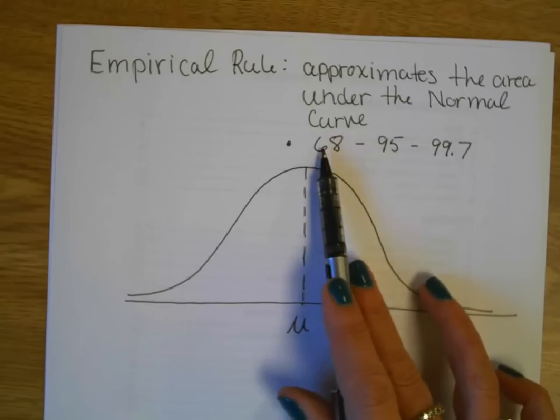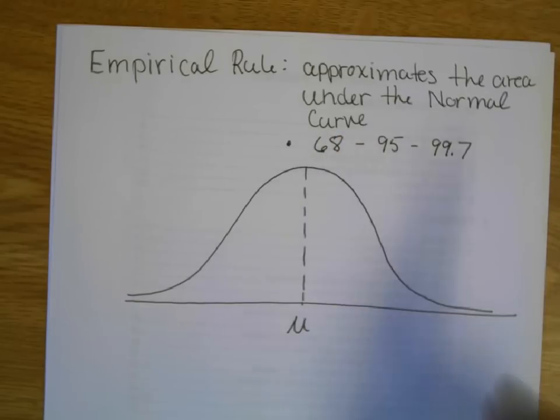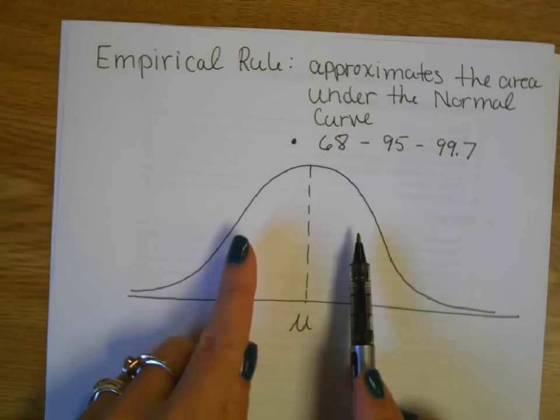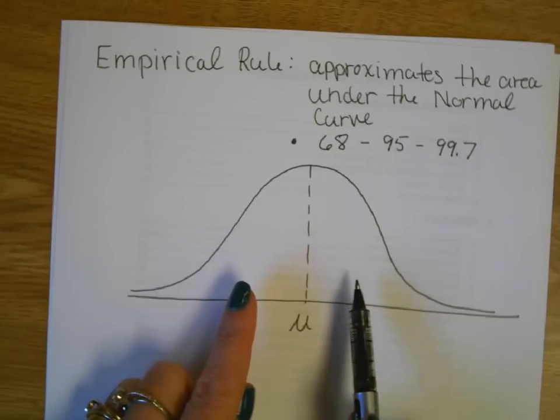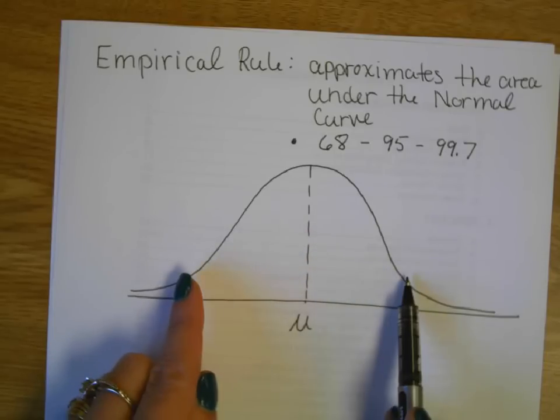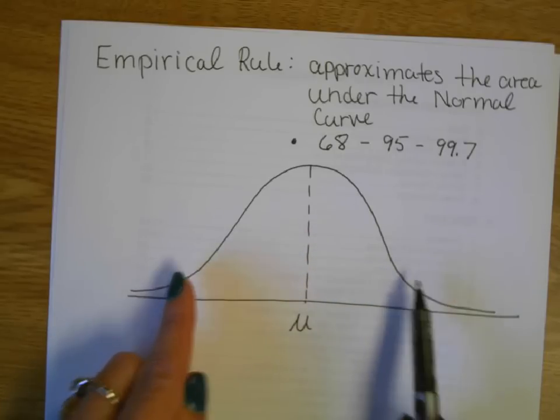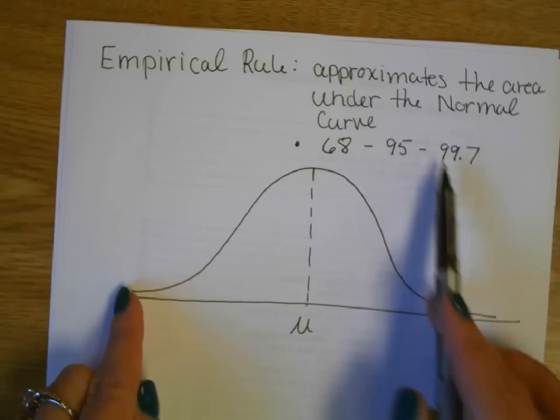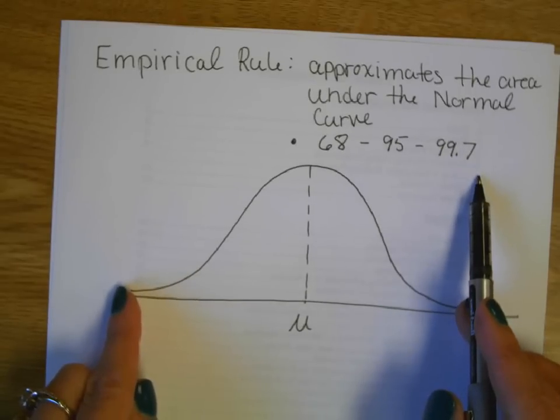So what this 68 means is if I move one standard deviation away from the mean, that's above and below, 68% of my data is going to fall in that chunk. If I go out 2 standard deviations, 95% of my data. And then 3 standard deviations, 99.7% of my data is going to fall in between those two values.